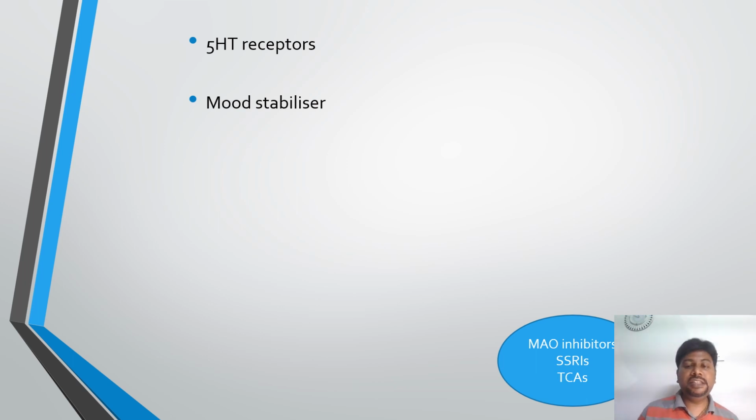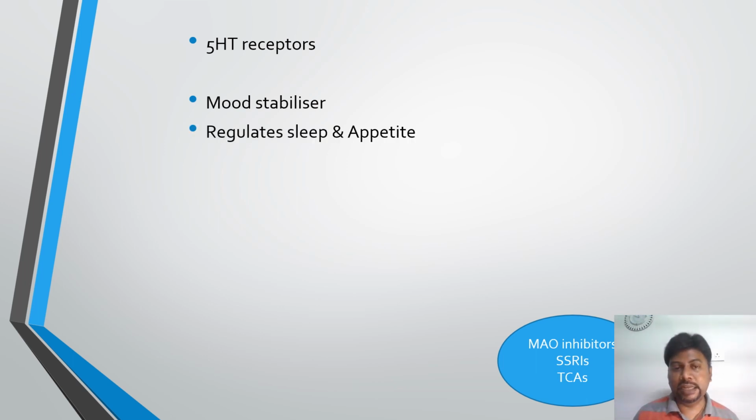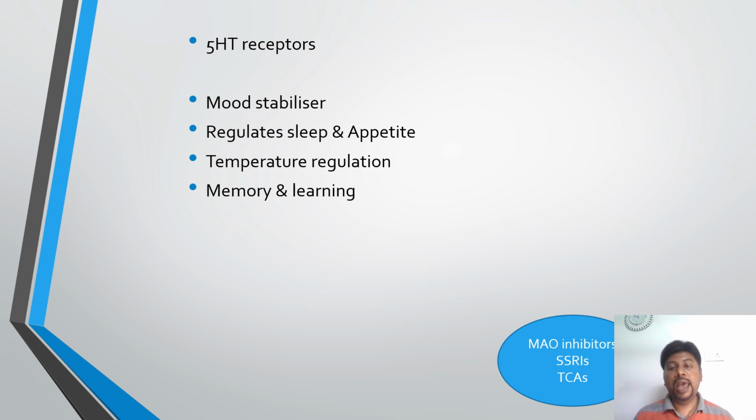Apart from this, it also has a few other functions in the CNS. One is that it helps in regulating sleep, appetite and temperature regulation also. In addition to that, it also influences memory and learning. So these are the various functions of serotonin as a neurotransmitter in the brain.